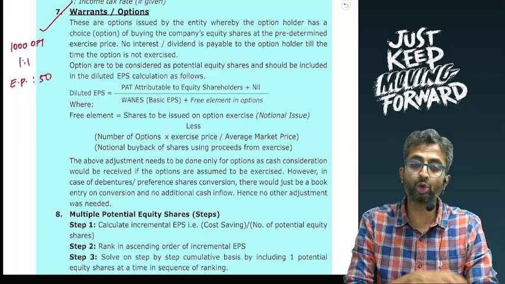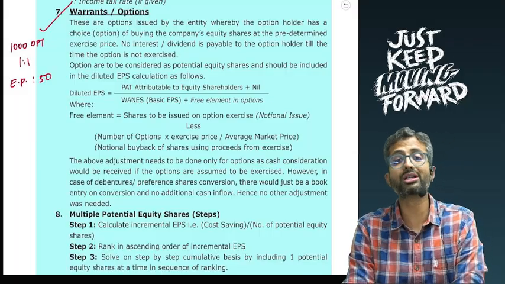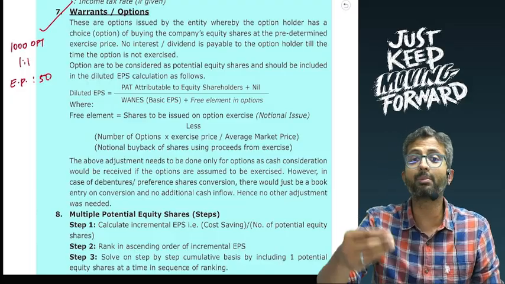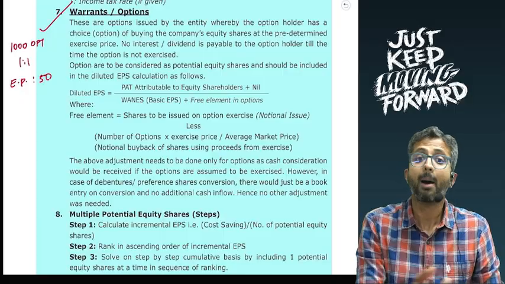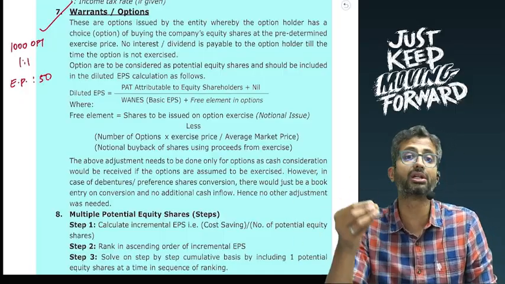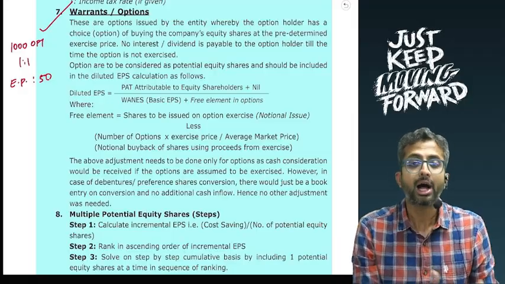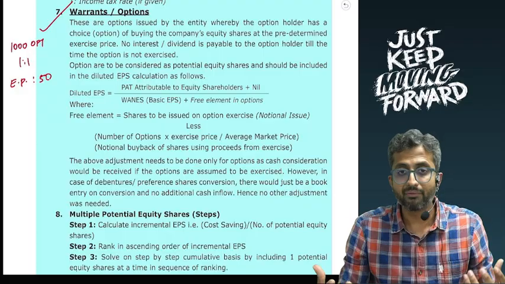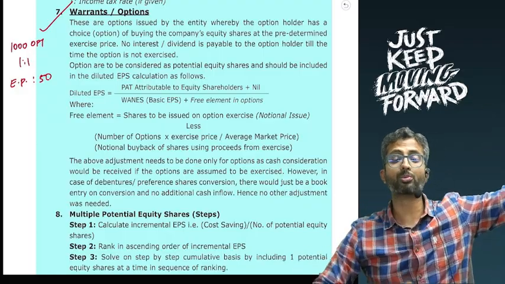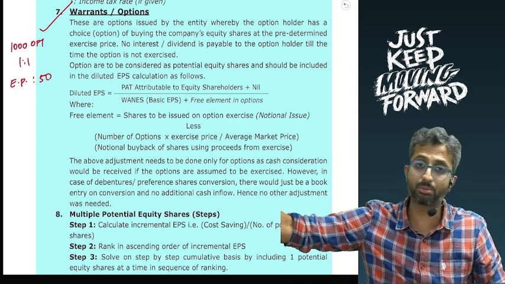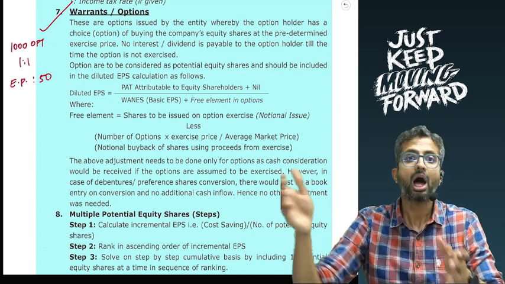However, if you assume hypothetically that options were converted or exercised at the start of the year, then yes, I will end up issuing 1000 new shares. But those 1000 new shares will give me 1000 into rupees 50, that is 50,000 rupees of actual money. Now that 50,000 rupees does not go to the P&L, it is capital in nature. However, if hypothetically these options had converted at the start of the year, I would have received 50,000 rupees, which I could have used in my business and generated more profit.